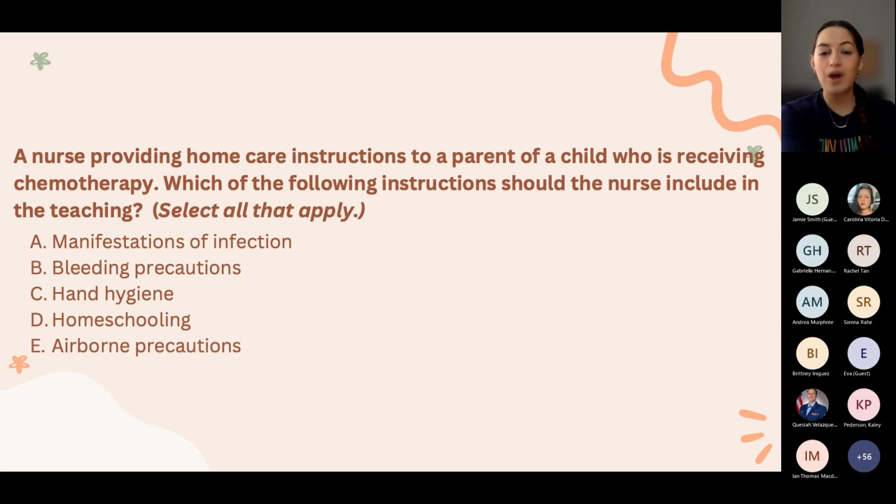All right. A nurse is providing home care instructions to a parent of a child who is receiving chemotherapy. Which of the following instructions should the nurse include in the teaching? Select all that apply. Manifestations of infection, bleeding precautions, hand hygiene, homeschooling, airborne precautions.